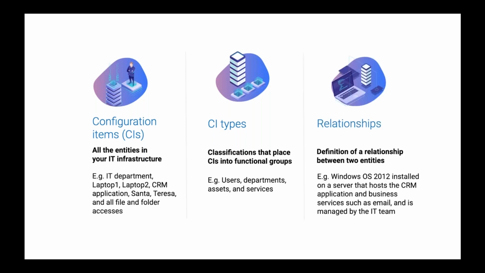Now, relationships. So to connect different CIs, I need the right relationship. So it's about the definition of a relationship between two entities, which is two CIs. So if we put all of this together, the relationship goes as explaining how Windows operating system 2012 is installed on a server that hosts a CRM application and business service such as email and is managed by the IT team. So this is where different CIs are put together, explaining how the relationship is.